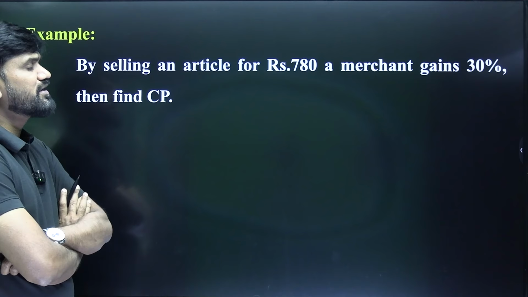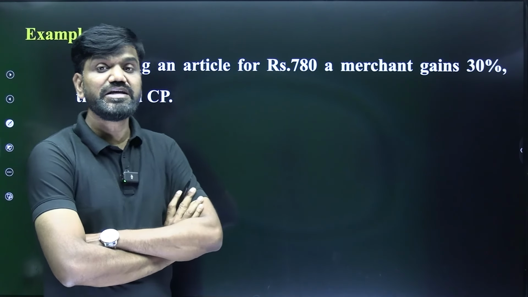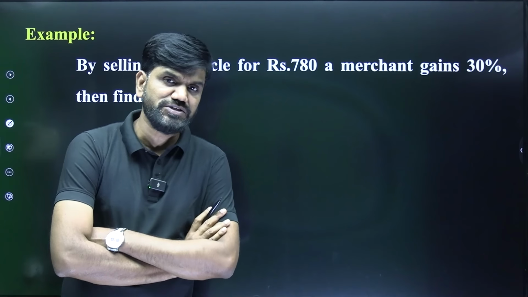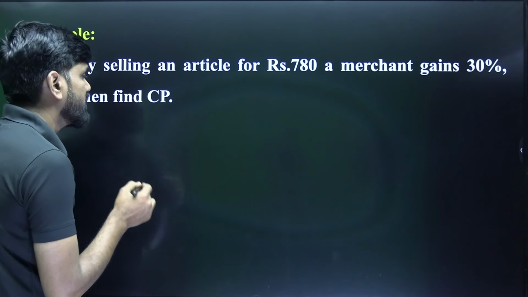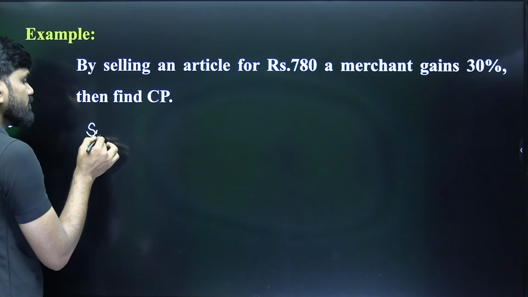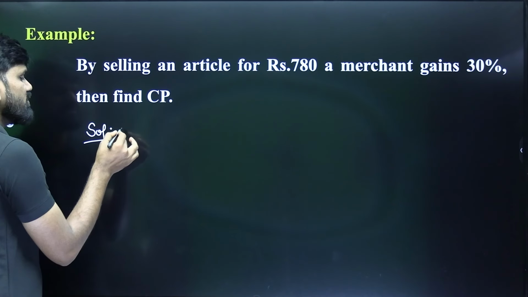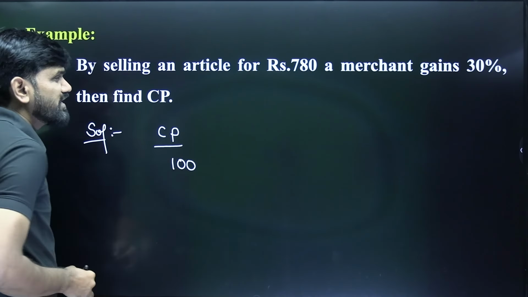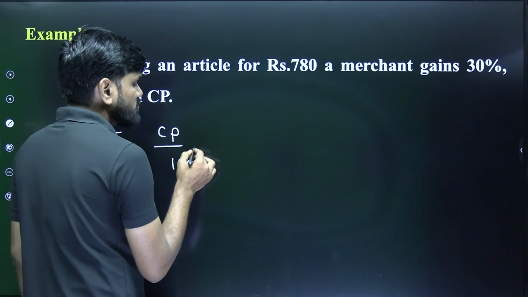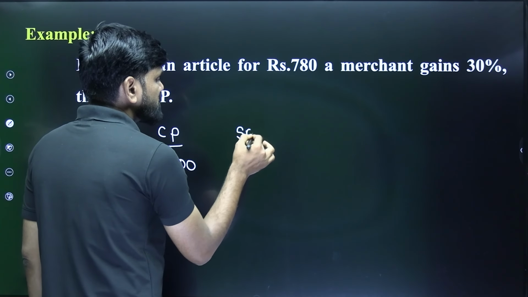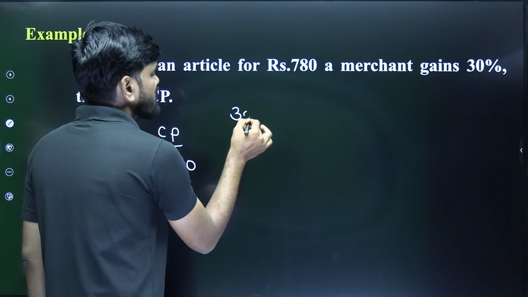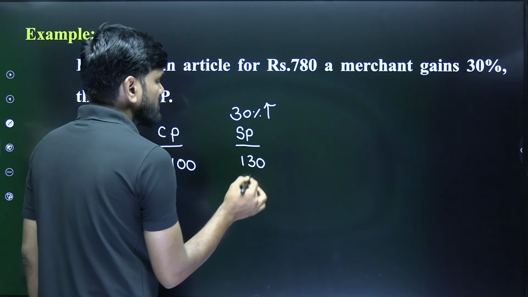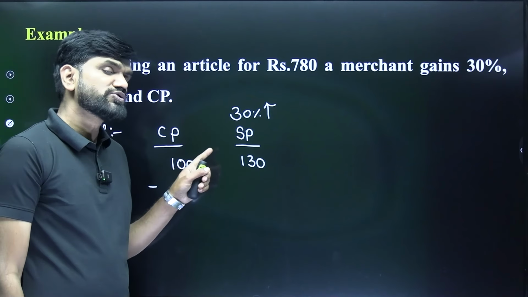Next, by selling an article for rupees 780, a merchant gains 30%. Then find the cost price. As we know, the gain or loss is taken on the cost price. Directly we start by assuming the cost price as 100. If the cost price is 100 and there is a gain of 30%, the selling price must correspond to 130.